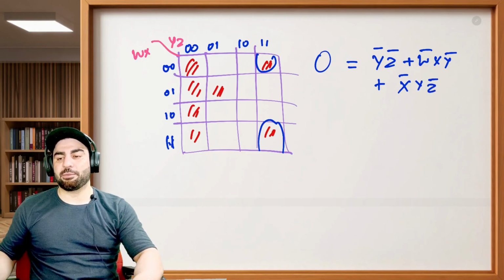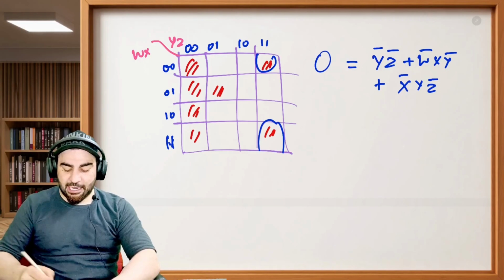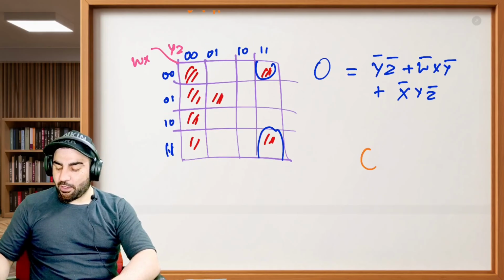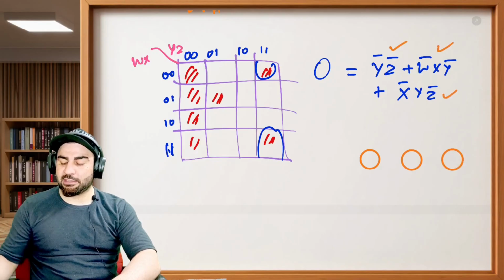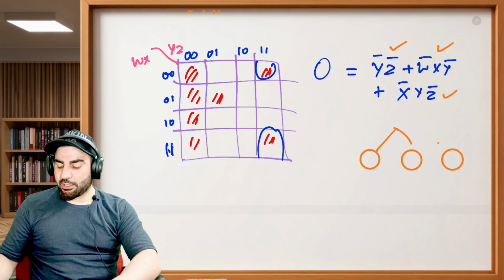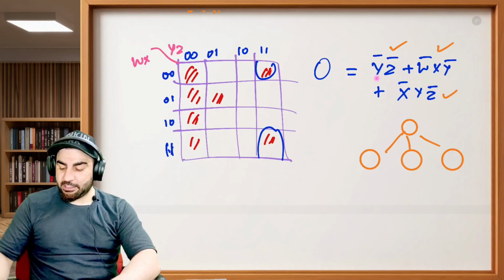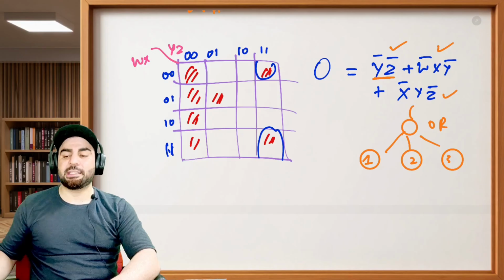So if I have three terms, I can just have 3 neurons: 1, 2, and 3. One will handle this, one will handle this, and one will handle this. Then I can just OR them together to get an output. So basically these handle the first, second, and third terms, and then this is the OR gate. And these are the number of neurons I use.